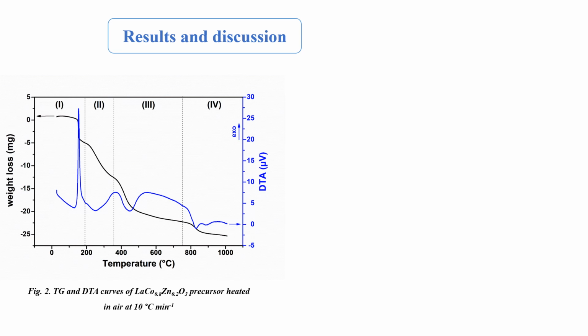The second mass loss, accompanied with a broad endothermic peak, may be assigned to the transformation of the citrate to aconitate. The third mass loss, associated with an endothermic process, corresponds probably to some organic metal complex reactions with escaping gas like CO2. The last weight loss involves two endothermic peaks and can be attributed to the formation of lanthanum cobaltate perovskite type oxide.